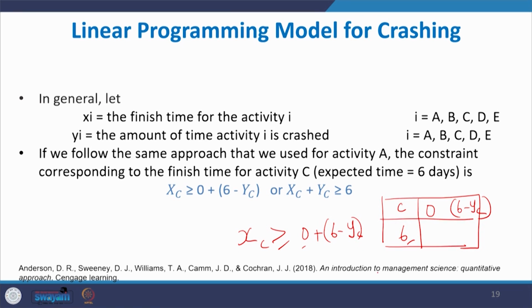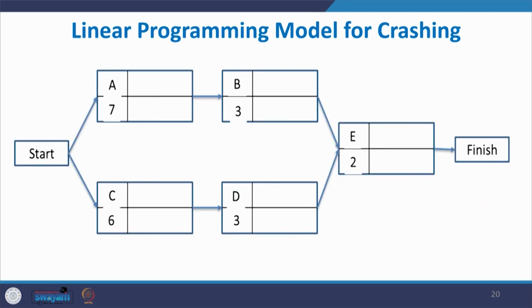Like this, we can write the equation for all the activities. That is what I am going to do in the next slide. So, what I am going to do? I am going to write the equations for all the activities. For example, here it is 0. So, how can I write it? XA is greater than or equal to 0 plus 7 minus YA.